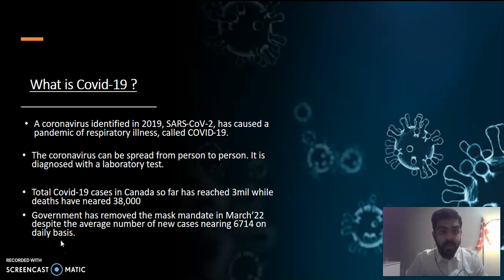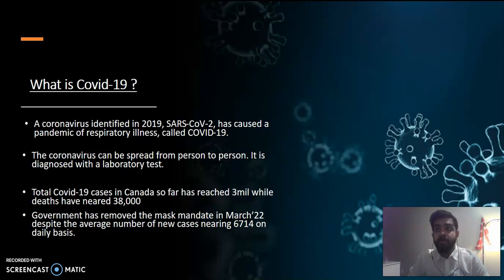To start with, COVID-19, as officially recognized in scientific terms, is SARS-CoV-2, which is an airborne respiratory disease identified in 2019 in China. Of course, we are all aware that the coronavirus is spread from person to person and is only diagnosed through a laboratory test.